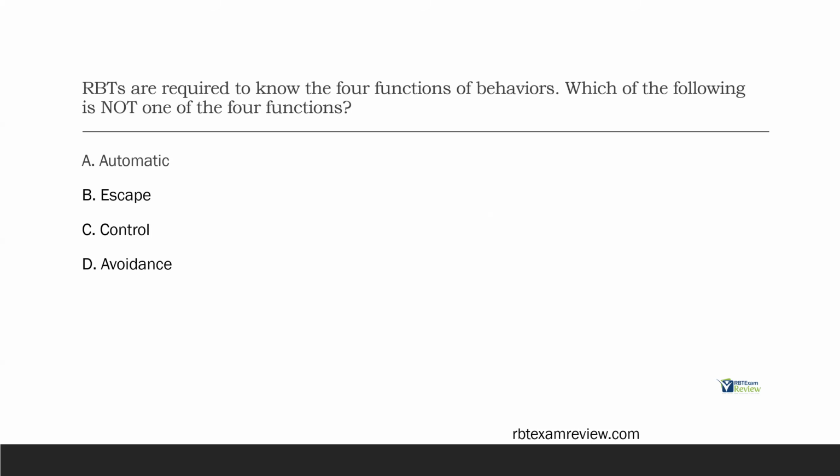What about D, avoidance? Well, avoidance and escape are not the same thing, but they're associated. Avoidance is avoiding an aversive, escape is removing an aversive. So which of the following is not one of our functions? C, control.